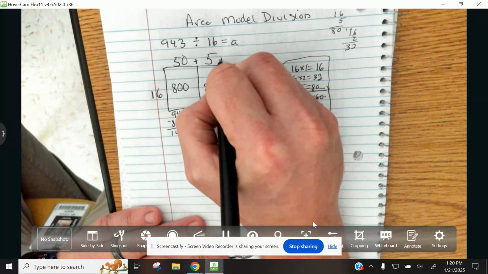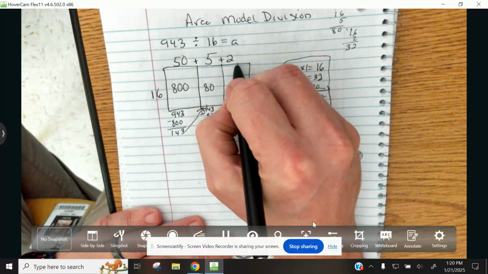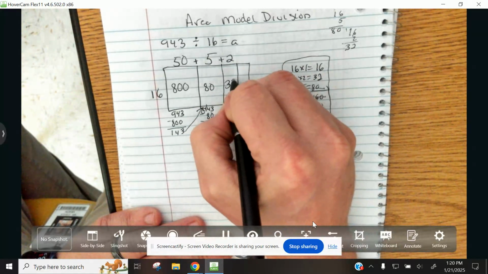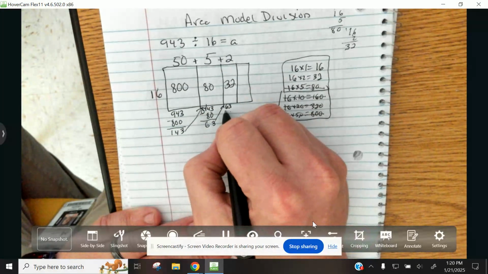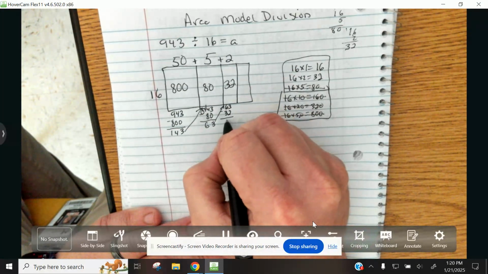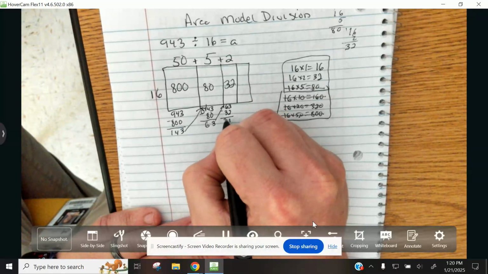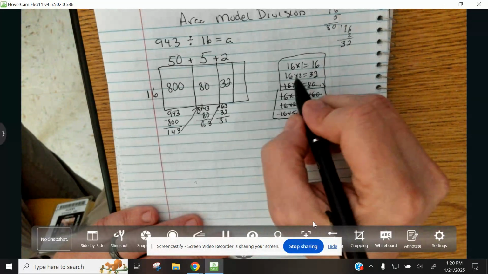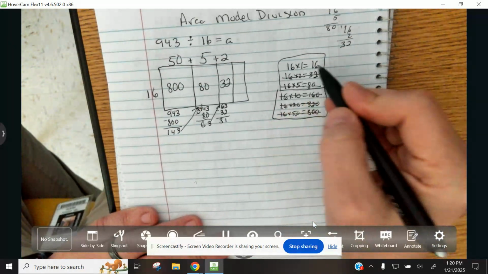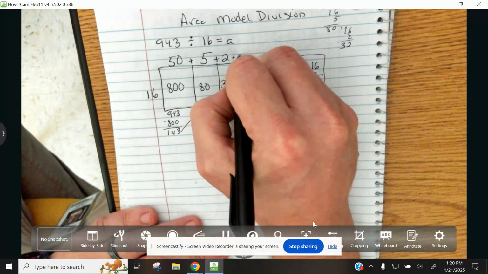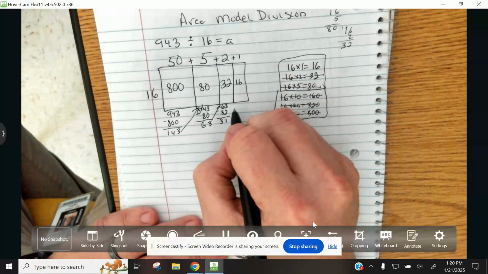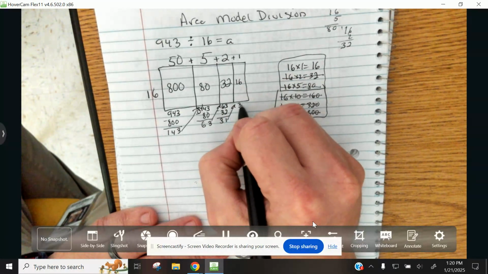Yep. So I'm going to put my plus 2, draw my line again, and I'm going to subtract 32 because 16 times 2 is 32. So I'm going to subtract, and I have 31 left. Can I use 32 again? Nope. Close, but I cannot. So I'm going to cross him out. Can I use 16? Yep. So I put plus 1. My 16 goes here. And then I'm going to bring my 31 up like I should have.